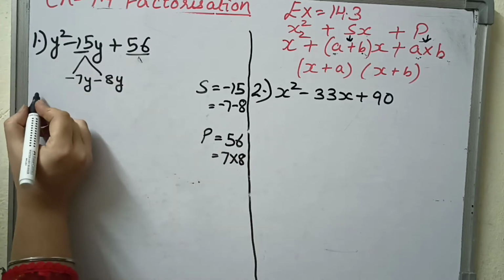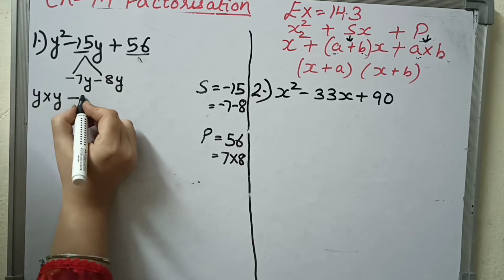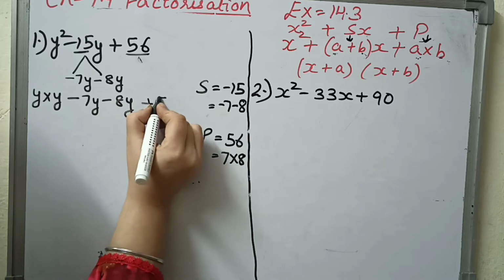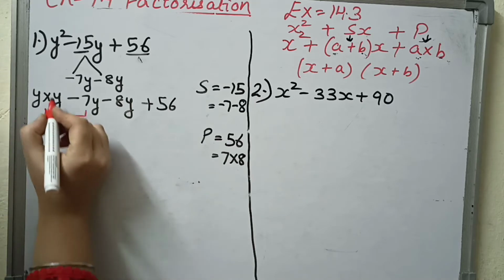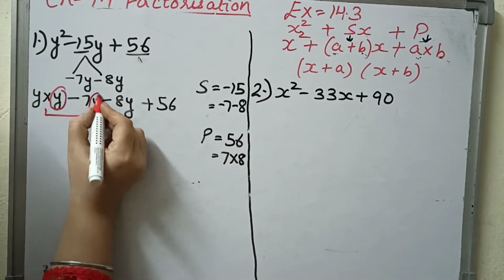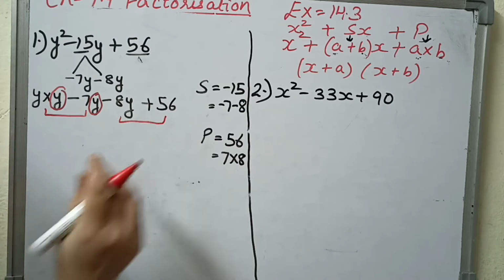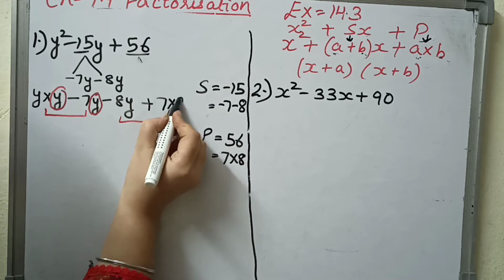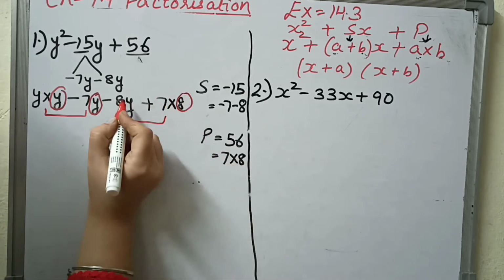Now write down the equation again. Y square I can write as y into y, minus 7y minus 8y and plus 56. Now consider the first two terms. You see, in these first two terms, y is common, and in the third and fourth terms, 56 I can also write as 7 into 8. So, in the third and fourth terms, 8 is common.